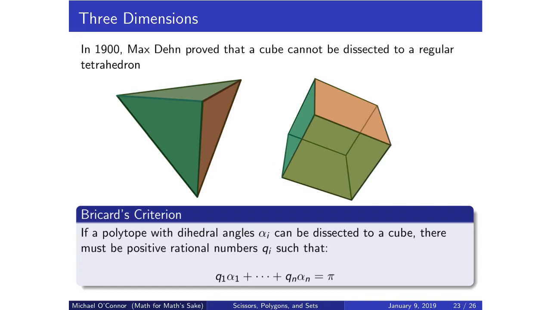He's saying, if you take all the dihedral angles, and you can find some linear combination of them with rational coefficients that comes up to pi, well, he said that's a necessary condition for your polytope being dissectable into a cube. And that just turns out to not be true for this tetrahedron. They all have the same dihedral angle, which is like arccosine of 3/4 or something like that. Actually, I'm not sure.